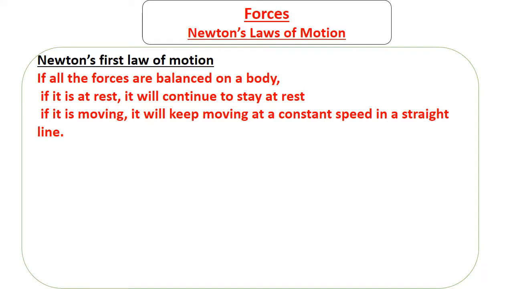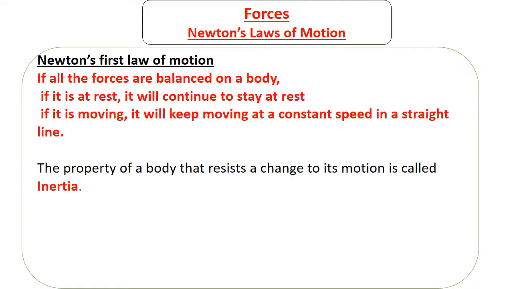The most important thing that we get from Newton's first law of motion is something called inertia. The property of a body that resists a change to its motion is called inertia. A good appreciation of inertia is when you are in a car, or let's say in a bus, and it's moving at a certain speed. What happens if that car stops? You move forward. Why? Because as the car was moving, you were moving, and when it stopped suddenly, you kept on moving.